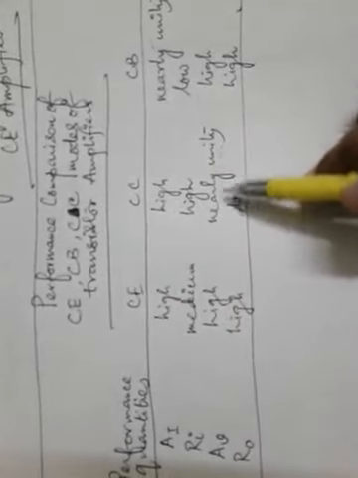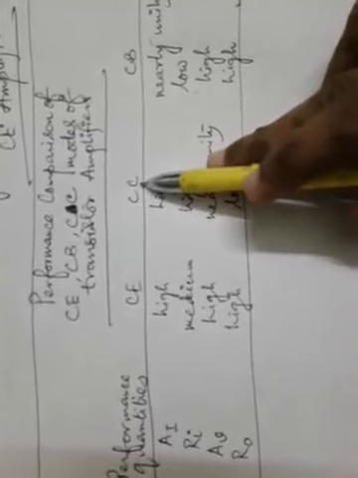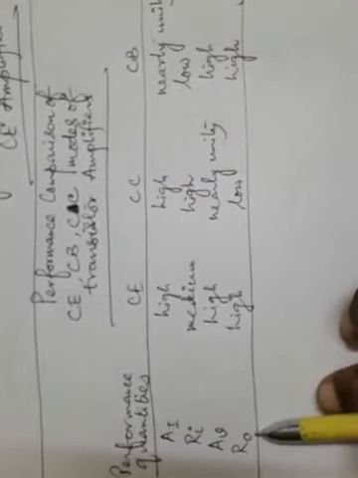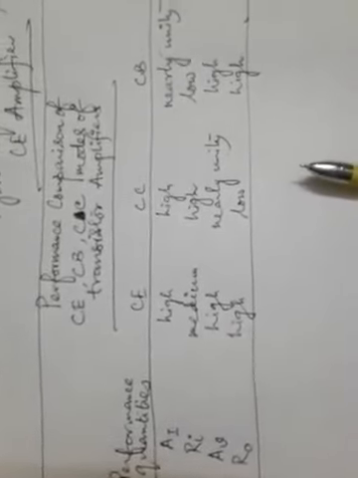So this AI should be high for CE mode, high for CC mode, but for CB mode it is nearly unity. RI, for CE mode it should be minimum, for CC mode it should be high, for CB mode it should be low. AV, for CE mode it should be high, for CC mode it is nearly unity. That's why CC mode transistor amplifier is alternately called voltage follower or emitter follower, and CB is having high. And the last one is RO: at CE mode it is high, at CC mode it is low, and at CB mode it is high.